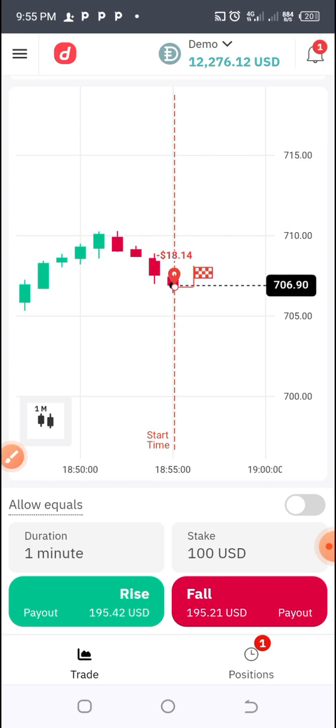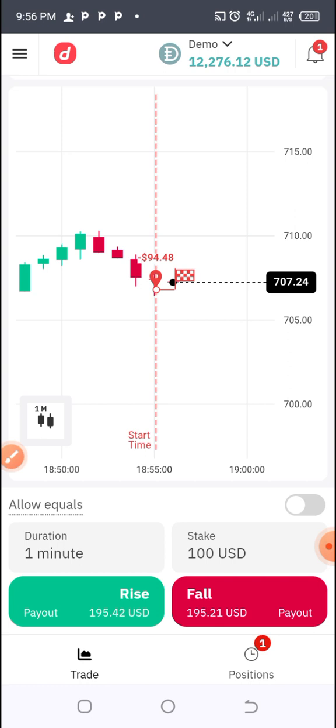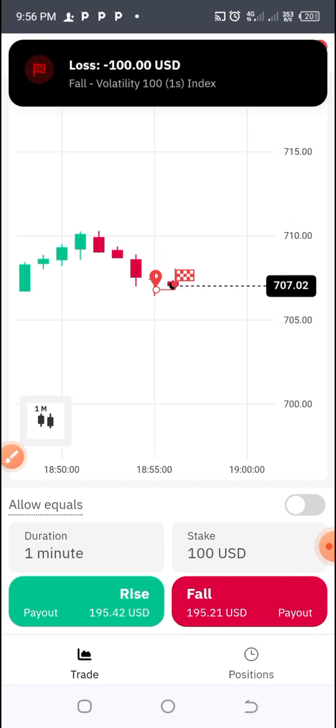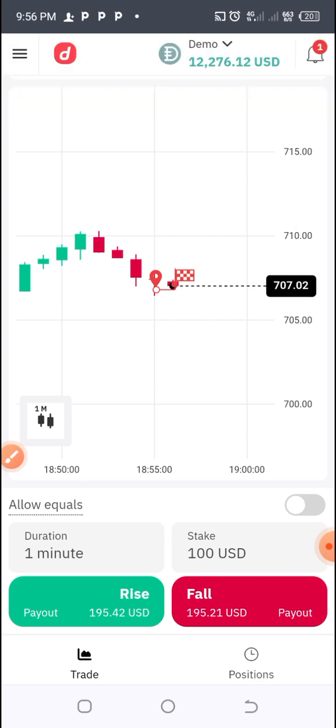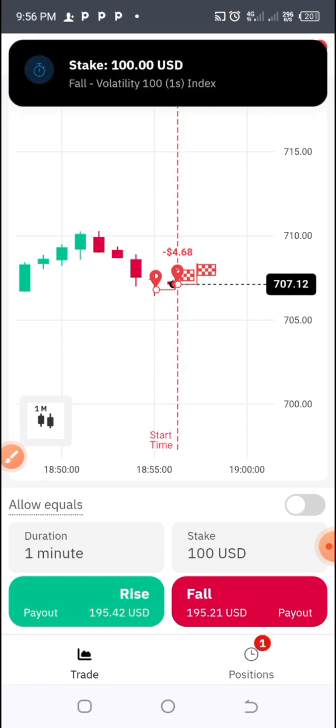Give it some time. By the way, if I win, I will get $95.21 in addition to the $100 I had as my stake. All right, so I have lost simply because price was above. So let me press another one and we see. Let me again press fall and we see.